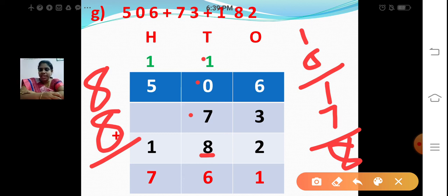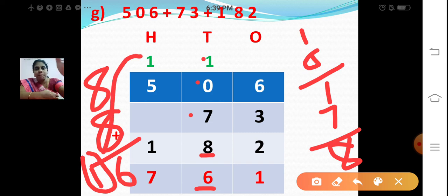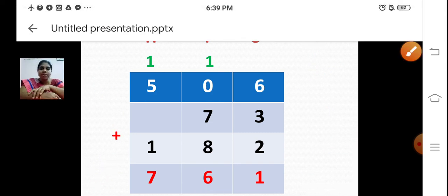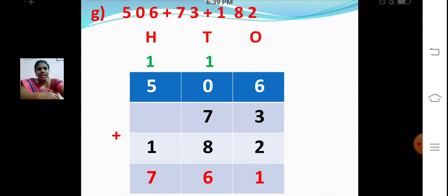8 tens plus 8 tens. 8 in the mind, 8 in the finger. After 8, 9, 10, 11, 12, 13, 14, 15, 16. It's again a 2-digit number. So write 6 in the tens place and this one will be carried over to the next place, the hundreds place. Carry over the 1 to the hundreds place. Now let's add the hundreds place now.